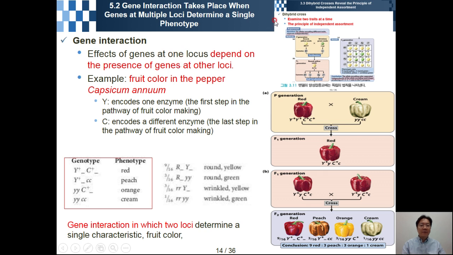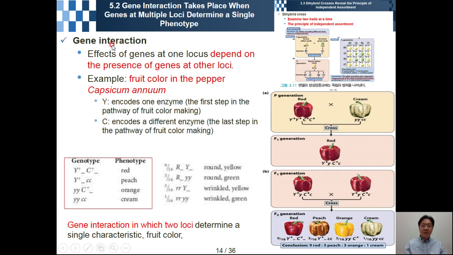It may be difficult to understand. This looks like the dihybrid crosses. Dihybrid crosses mean that we examine two traits at a time. For example, they examine one gene which encodes the shape, and another gene, Y, which encodes the color. So they examine two traits at a time, and at that time we learned the principle of independent assortment.